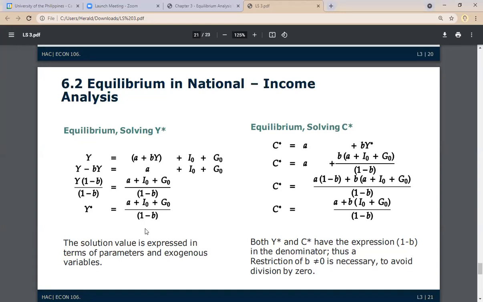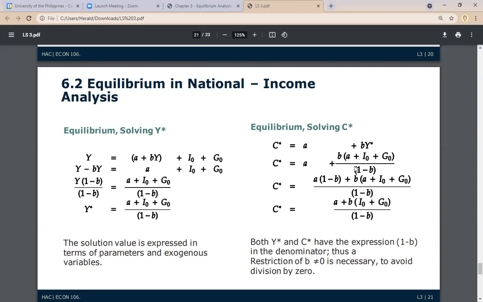Moving forward to how we solve for C star, again, we have a value for y star there. All we need to do is to substitute y star into the consumption expenditure function, and then it will yield us a C star.